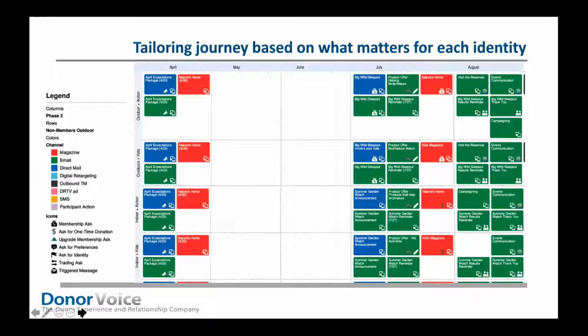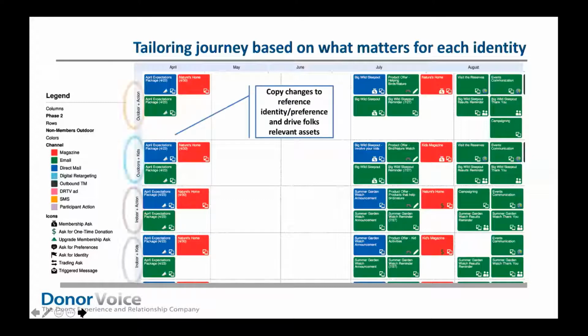Now, the first thing you'll notice is that there isn't much difference. The journeys look pretty similar, and that's good. We don't want to kill ourselves and create 15 different journeys for each identity combination. But the crucial thing is that even though the touch points are the same, the copy changes to reflect and match the identity of the person. So there are copy variants that reinforce who these supporters are.